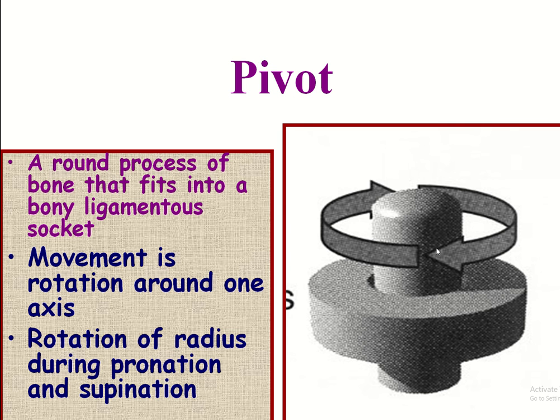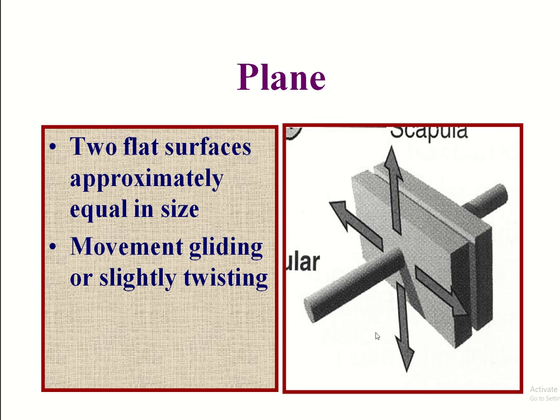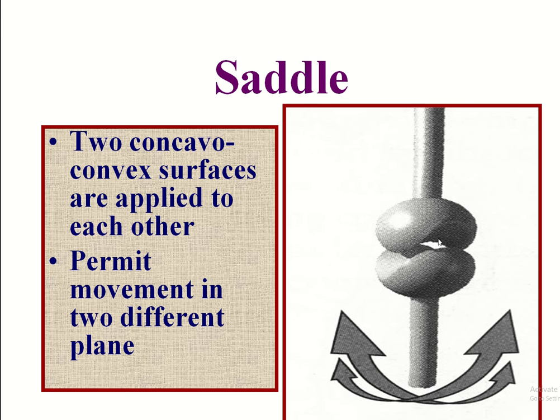So pivot, there is a circular articular surface and there are cylindrical shaped bones. And rotatory movement occurs, for example the rotation of the radius during pronation or supination. Hinge joint. One articular surface is convex, another articular surface is concave, and movement occurs in one plane, for example the flexion and extension of the elbow joint. The plane joint, both articular surfaces are plane. There is a slight gliding movement in this joint.